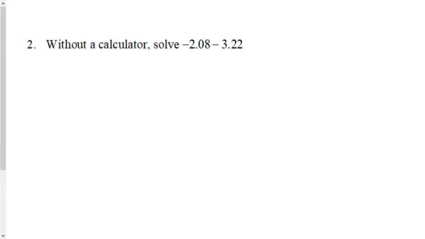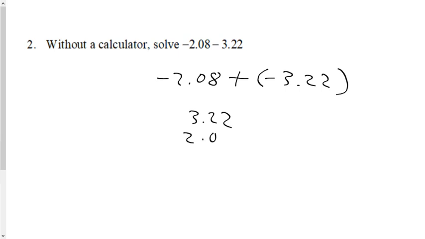Question 2, again, it says without a calculator, solve this one. So again, probably the easiest way that most of you did it is you added the opposite. So instead of subtracting 3.22, you're going to add a negative 3.22. And in this case, we're adding negatives and negatives. So really, we're not looking for the difference between the positives and negatives. We're looking for the sum of all of the negatives combined. So this one's much easier. We just have to add these together, right?